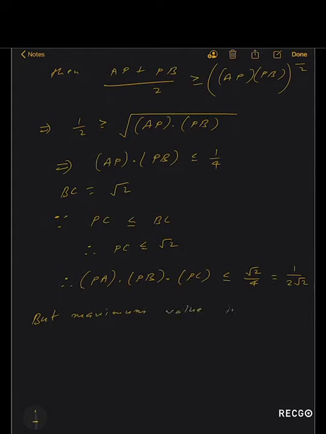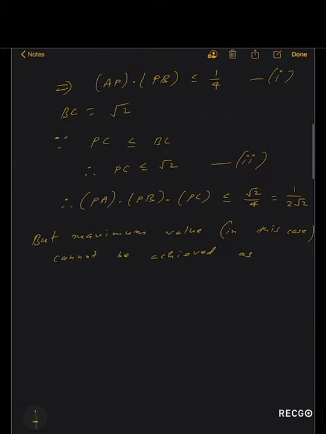But in this case, for the maximum value to be achieved, we must have a corresponding position of P on the side AB. But as we can see, the maximum value in this case cannot be achieved. Why? Because for the maximum value to be achieved, we must achieve the maximum in inequality 1 and inequality 2 both, for some fixed position of point P.